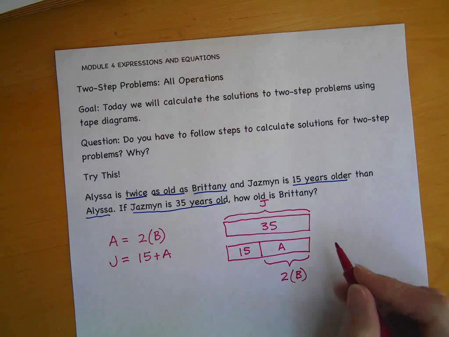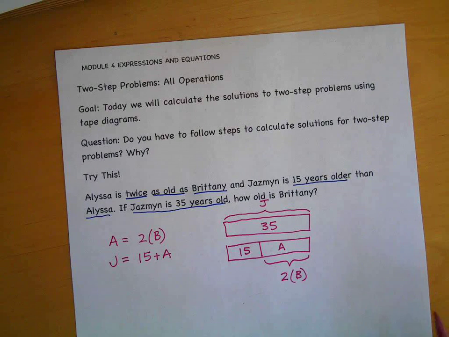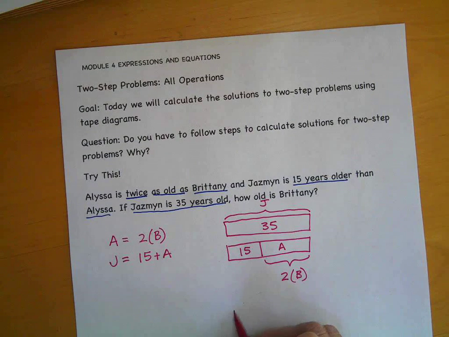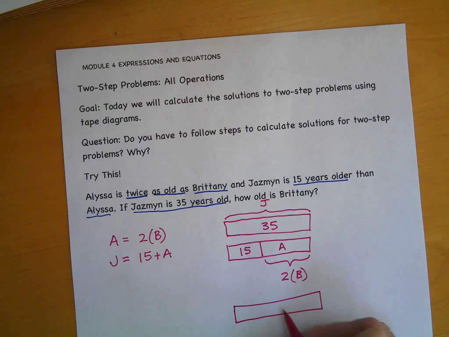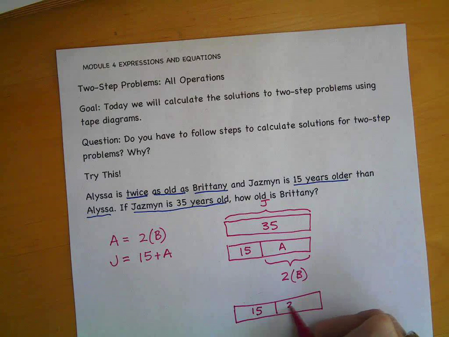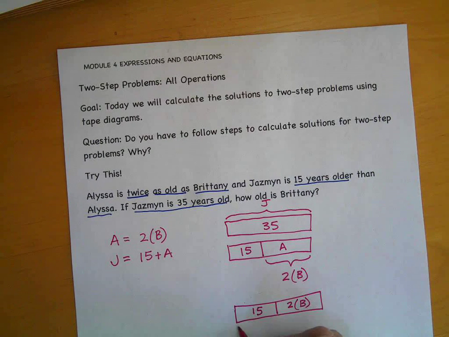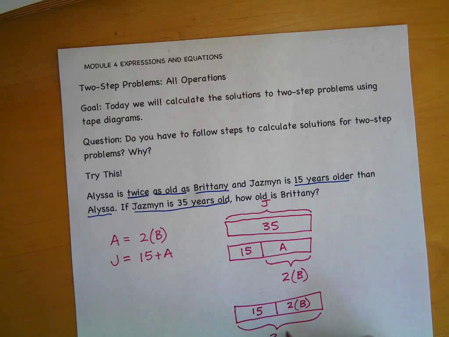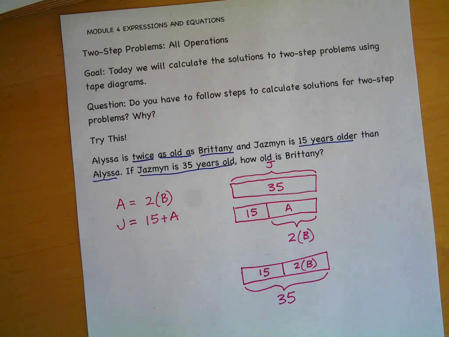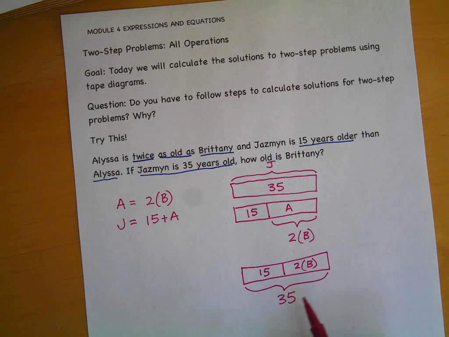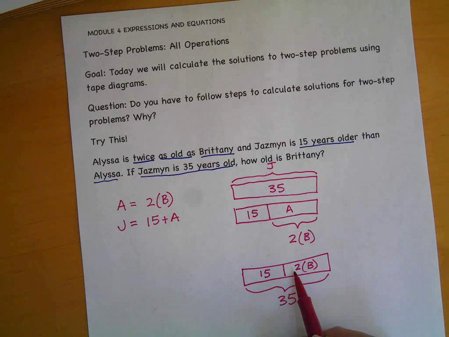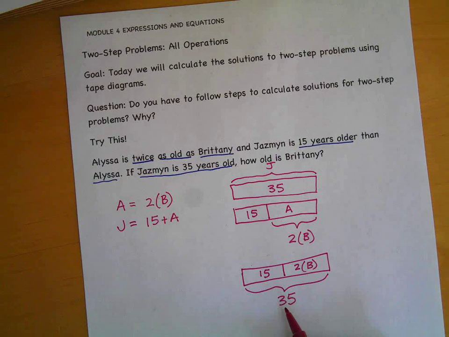Okay, so now if we're looking at this, it really comes together very nicely. We could rewrite our tapes so that we have this tape right here, and we know that this side is 15. We know that this side is 2 Brittany ages, and all of that together is equal to 35. And so now we have a tape diagram that is pretty easy for us to work with, because we have to say to ourselves, what number times 2 plus 15 equals 35?